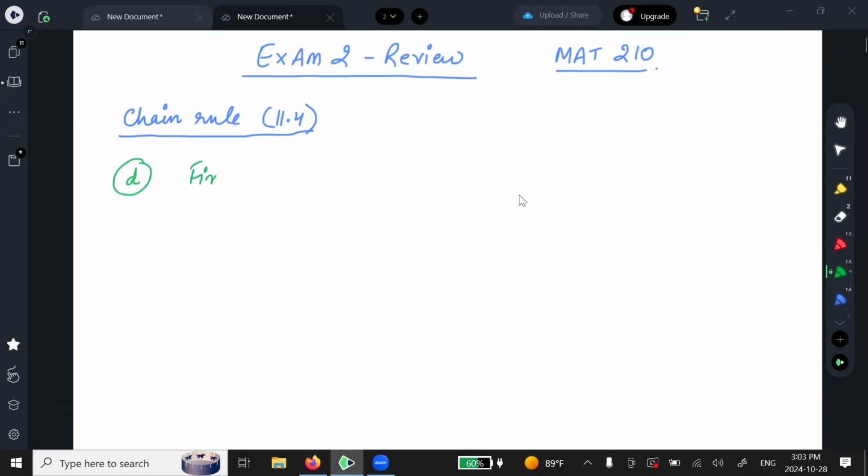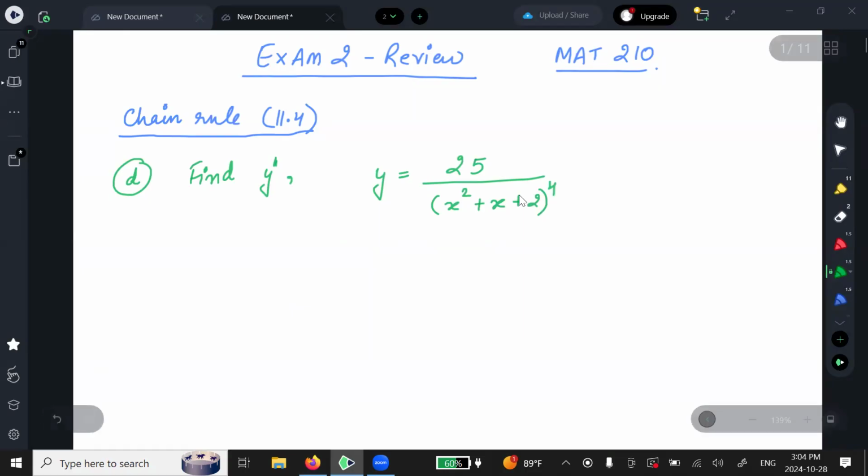The question is find y prime, where y is given to be 25 over a quadratic, x squared plus x plus 2, raised to the power 4. So this is the question. This is the chain rule topic, and I'm supposed to find this derivative. Well, first things first, I see that I have a fraction. Do not apply quotient rule here. This is easier than you make it.